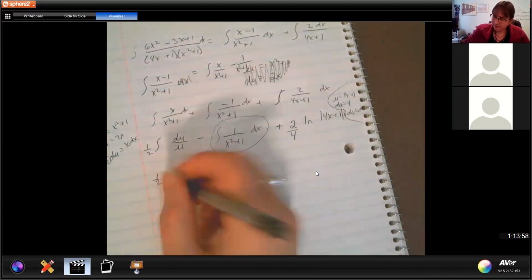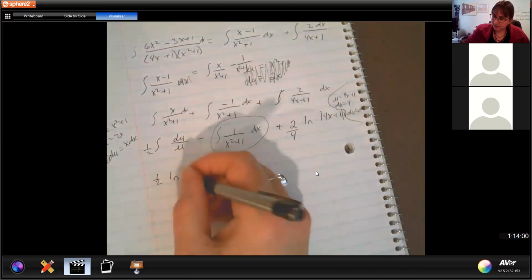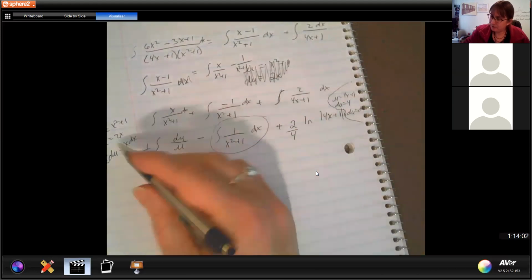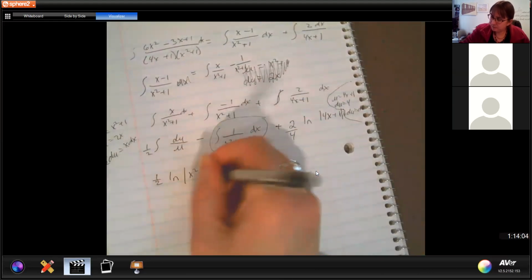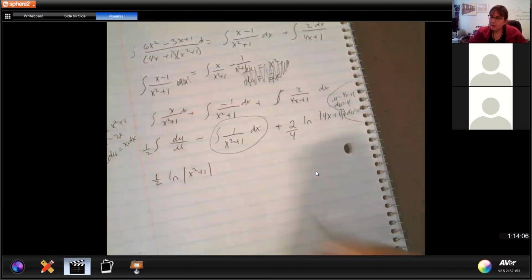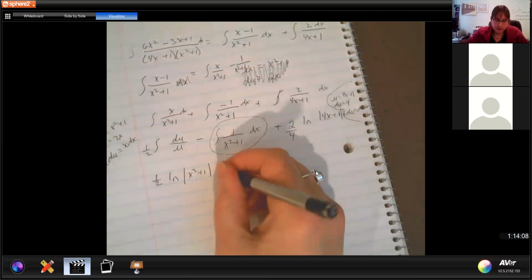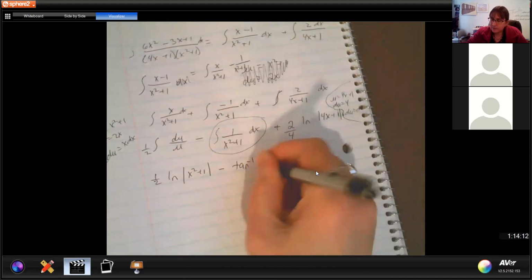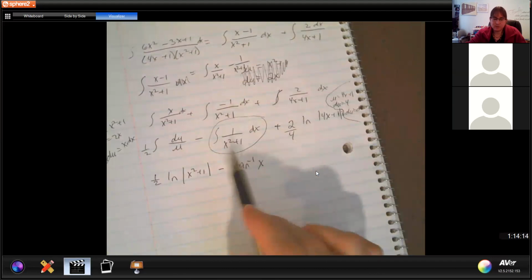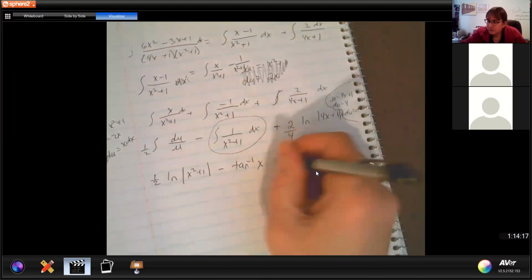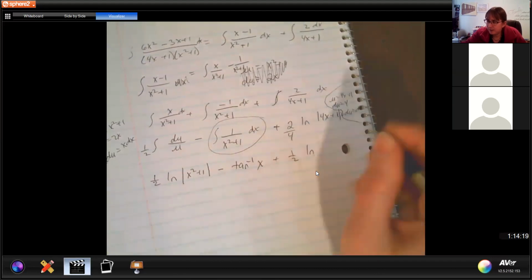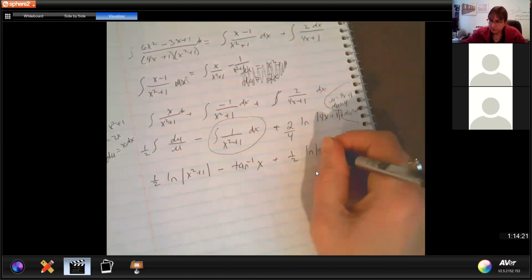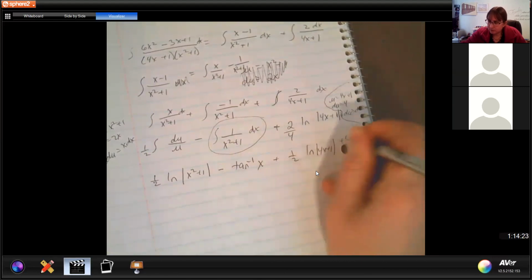So this one's 1/2 ln absolute value of u, which this u was x squared plus 1. This one right here is a trig function of tangent inverse x when you have 1 over x squared plus 1. And then this one whittles down to 1/2 ln of 4x plus 1 plus c.